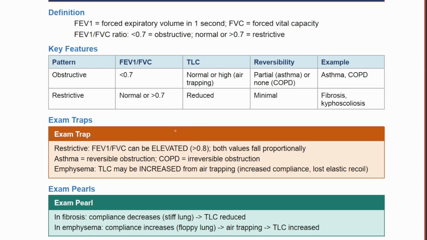Now let's tie these distinct patterns directly back to the exact terminology, values, and diagnostic criteria outlined on your slide, so you can easily navigate any case study on the exam.